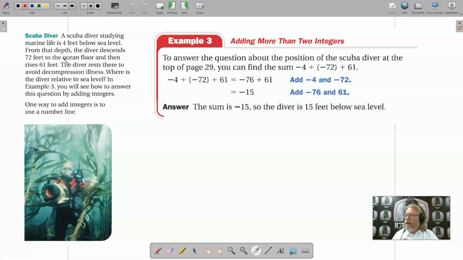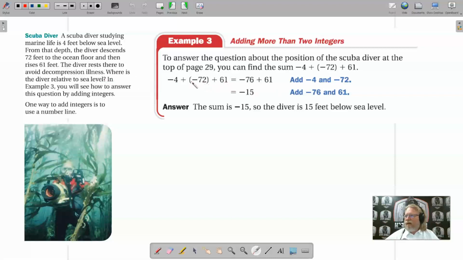From that depth, the diver descends 72 feet. So they're descending. They're going down deeper. So we'll call that a negative number as well. So that's negative 72. And then rises 61 feet. So they go back up toward the surface, 61 feet. So we're going to make that a positive. Where is the diver relative to sea level?